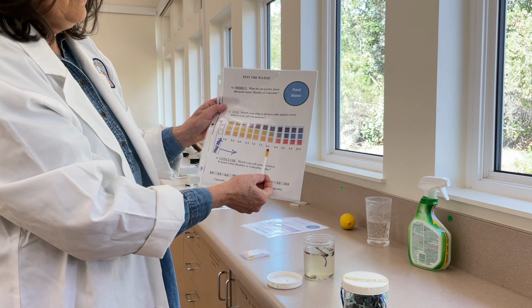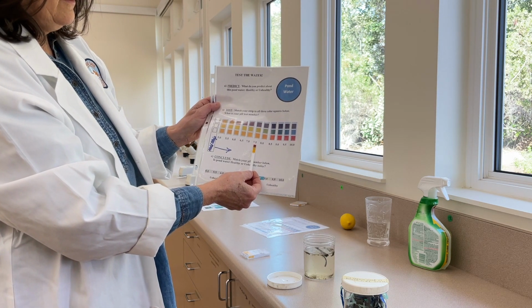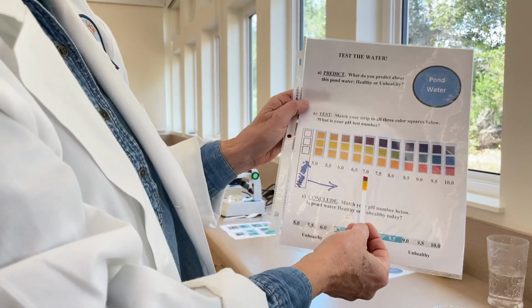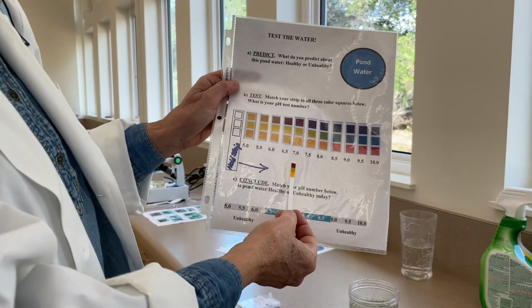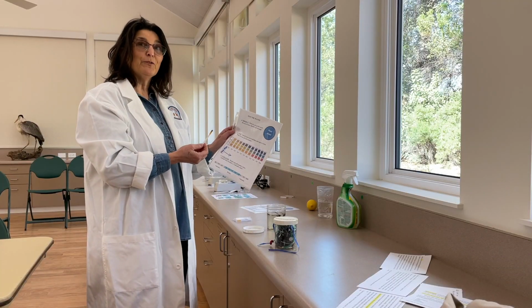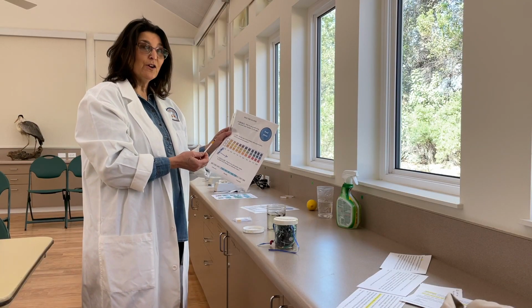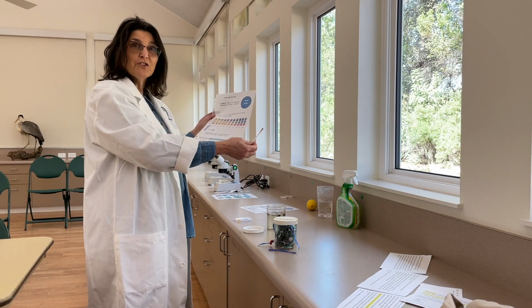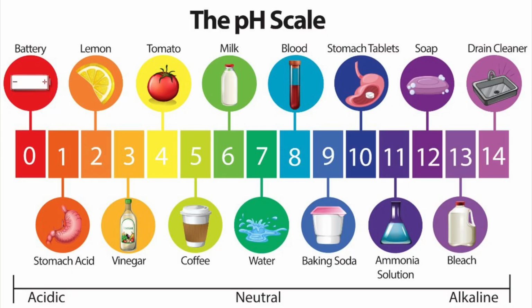and, well, not quite. I think it's this one. All right, what number is that? 7.0. So now we have our result. The pH is 7.0. So looking on that bigger scale from 0 to 14, 7 is right in the middle.